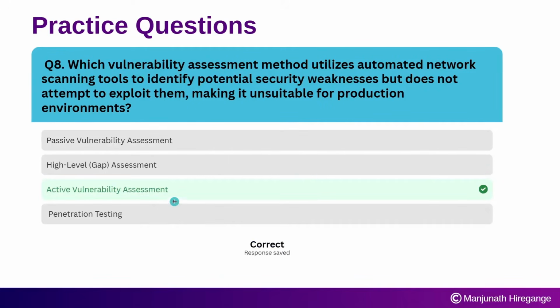The reason is, active vulnerability assessment uses automated scanning tools to detect security weaknesses but does not exploit them like pen testing, because it actively interacts with the network. It can disrupt production systems, making it unsuitable for production environments. Passive means without actively scanning tools, and high level is just a passive method. And pen testing, we are exploiting it, right? Actively exploiting the vulnerability to test defenses, so it goes beyond simple scanning.